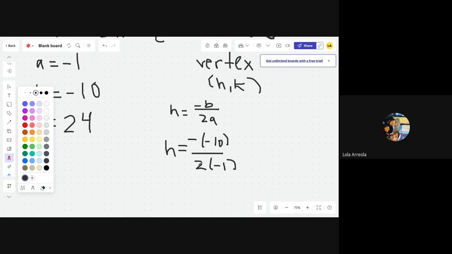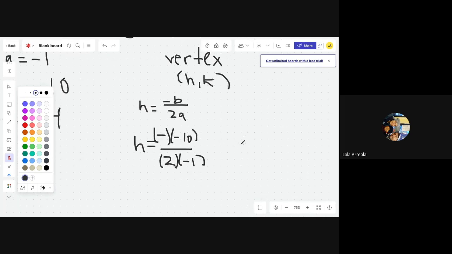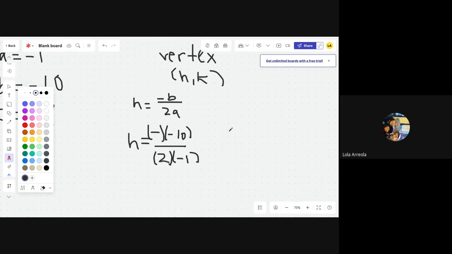So this is not 2 minus 1. This is 2 times a -1. 2A means 2 times A. Negative B means -1 times B. So right now I have a -1 times a -10. So what does this simplify to?